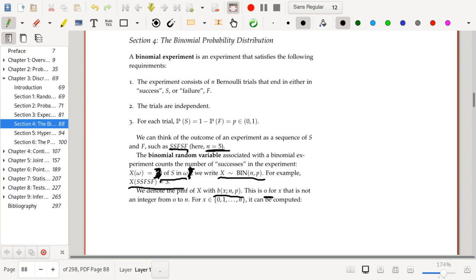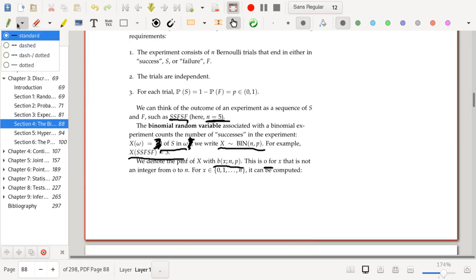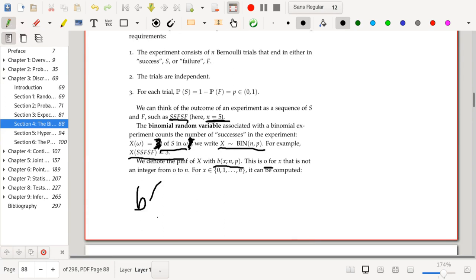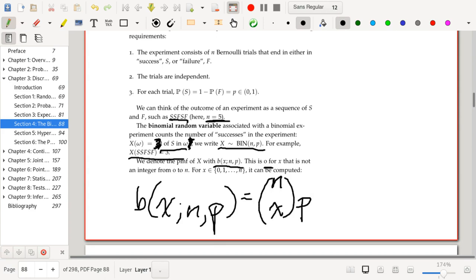This is 0 for x that's not an integer from 0 to n. And for x between 0 and n, it can in fact be computed that the probability mass function for a binomial random variable with parameters n and p is equal to n choose x, p to the power x, times 1 minus p to the power n minus x.